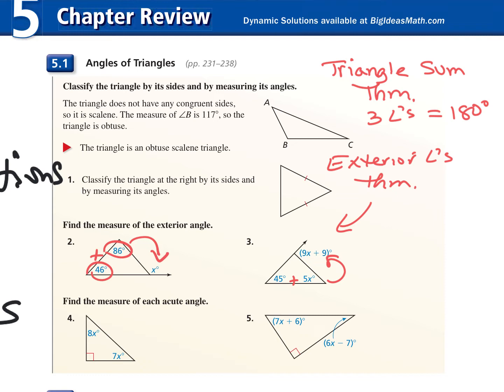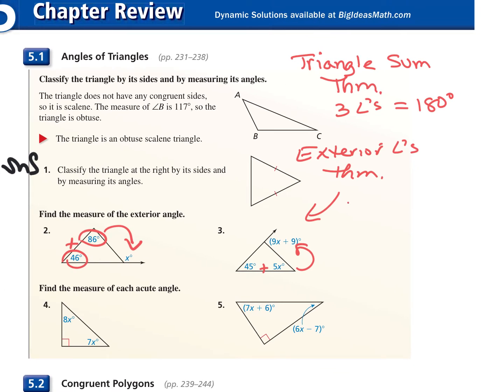Also, be able to, just like you did on the quiz, classify the triangle. Now, the question on the test is going to be different from the quiz. Remember, on the quiz, you had to give both names in the same question. I'm going to separate it. I'll probably give you a question where I say, classify it based on the side lengths. And then another question will say, classify it based on its angle measures.